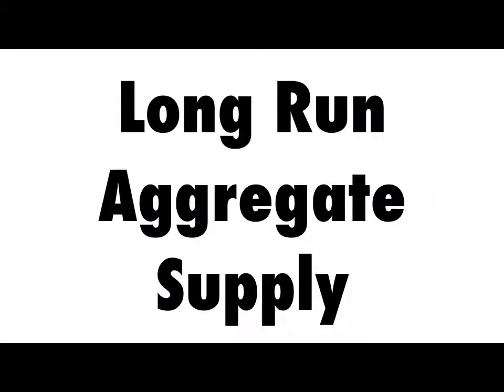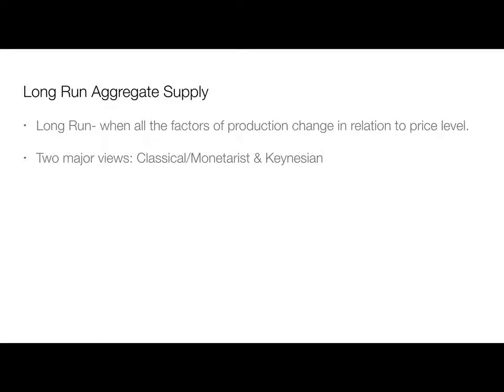Now, there is a small difference between short-run and long-run aggregate supply. Long-run aggregate supply, let's take a note of next, is when all the factors of production are able to change in relation to price level instead of just one. There are two big ways of taking a look at this, both the classical and the Keynesian model. For right now, I only want to talk about the classical model. We will dig into John Maynard Keynes and the Keynesian model in our next big activity of this unit.